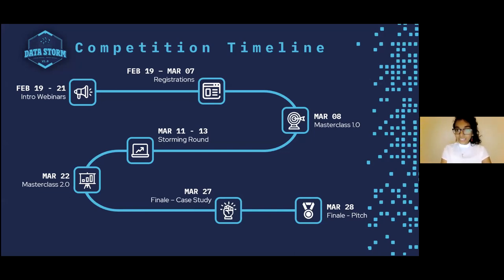Then, as the second phase, an exclusive webinar named Masterclass 1.0 will be conducted for all the registered teams, discussing the knowledge and training required to tackle a case study. After that, the much-awaited storming round starts as the third phase commences. The storming round will be an online round hosted on the Kaggle platform and will be conducted from the 11th of March to the 13th of March. And the top 15 teams will be selected as the finalists.